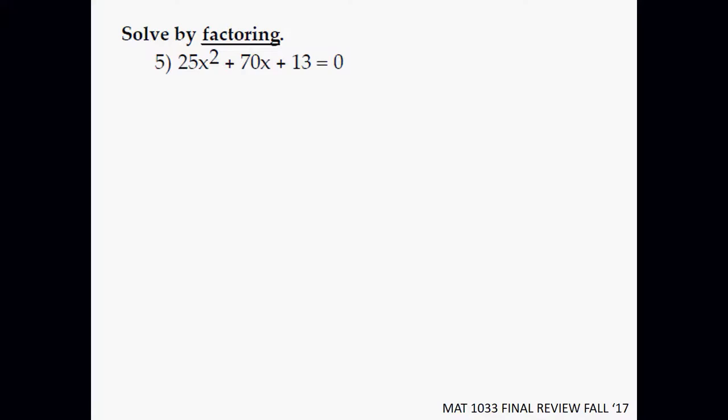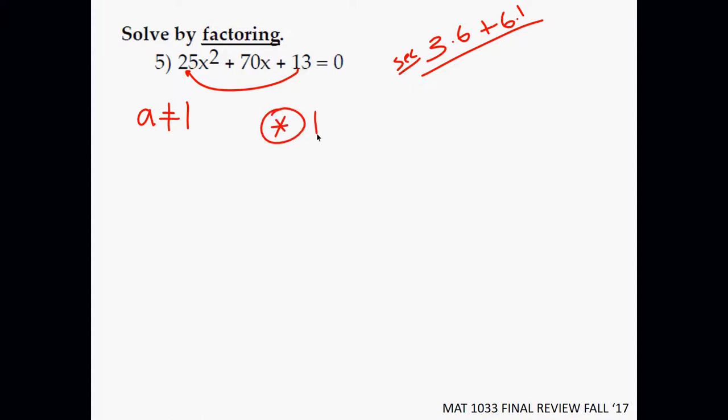Number 5, we have to factor 25x squared plus 70x plus 13 equals to 0. And this is actually from basically we combine two sections, which is 3.5 and 6.1. 3.6 is how you factor a trinomial with a not equal to 1. 6.1 is how to solve the equation equals to 0. So here it's very clear it's a trinomial with a not equal to 1. And the way how we work this, by multiplying a and c. 13 times 25, and that is equals to 325.